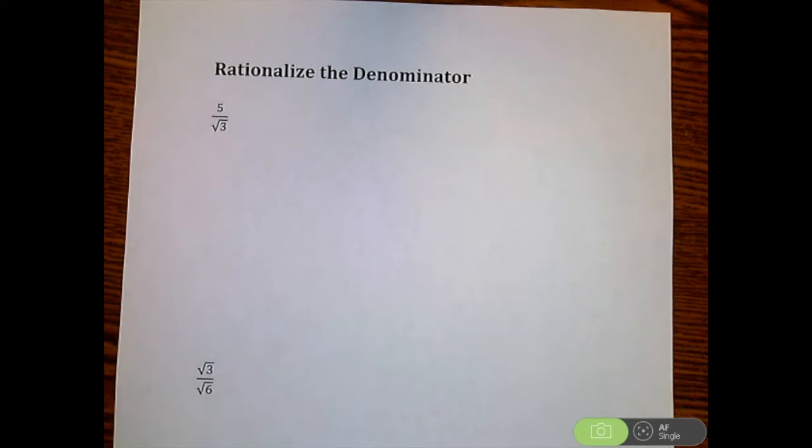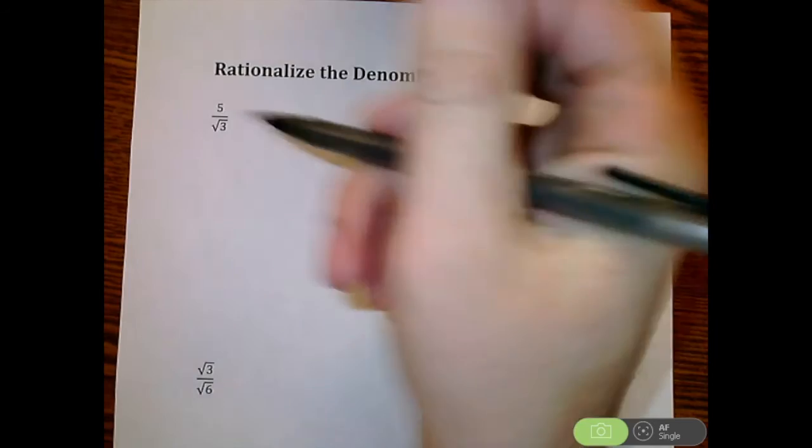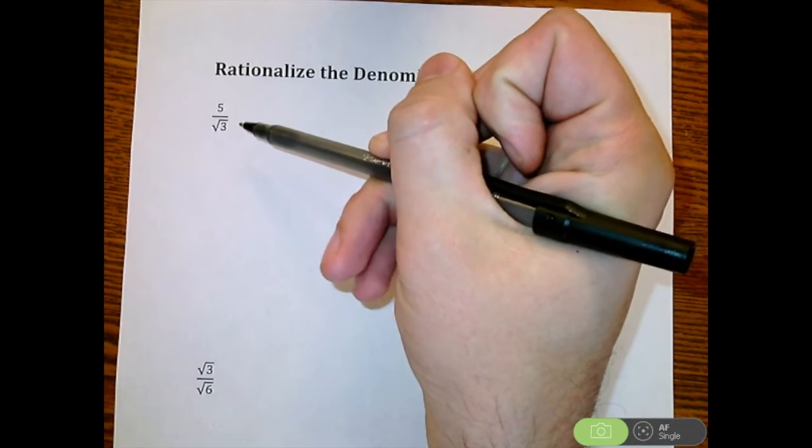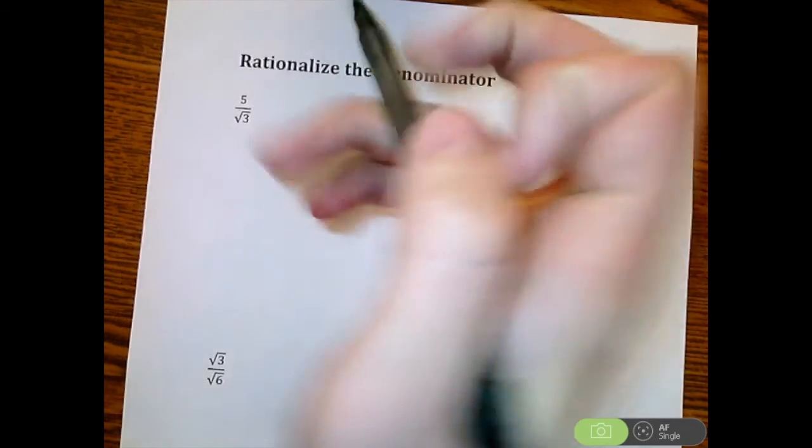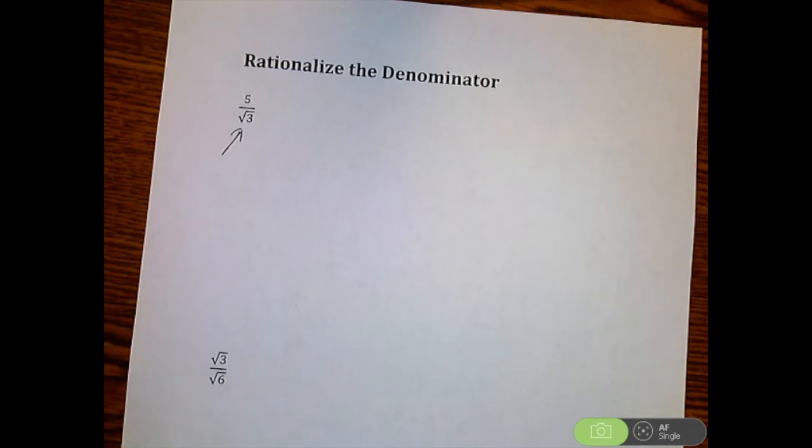All right, we're going to talk about rationalizing the denominator. So the big idea here is when you have this fraction, 5 divided by the square root of 3, we cannot have a square root in the denominator. We do not want to report our fractions with a square root in the denominator.